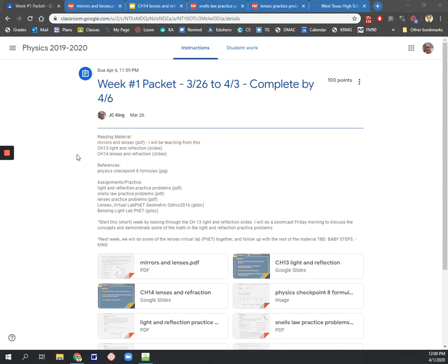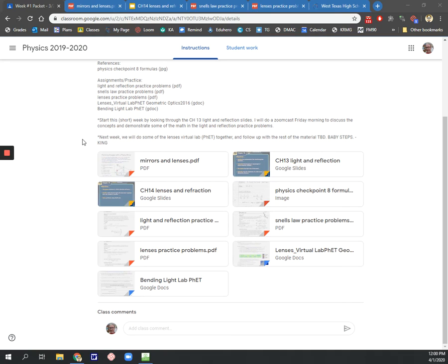All of the materials for this can be found in the week 1 packet post I made on Google Classroom. We're going to be looking at the chapter 14 slides as well as the mirrors and lenses PDF. The physics checkpoint 8 formulas are going to come in handy as a place to refer back to. I'm also going to be looking at Snell's law practice problems and lenses practice problems.